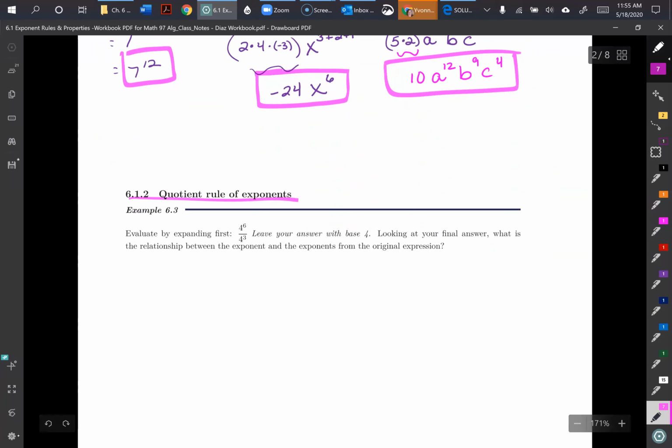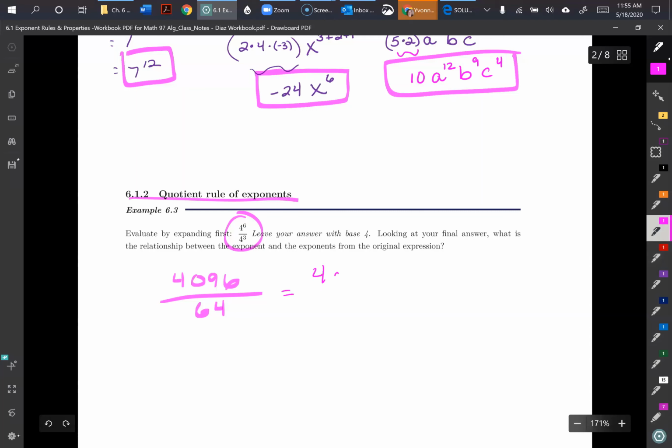And we can evaluate by expanding first. We have 4 to the 6th over 4 cubed. And you could calculate those out for each one. You could figure out what that's going to be. Like if you have 4 raised to the 6th power, you should be getting 4,096 on your calculator. And then 4 cubed. And make sure you do know how to calculate these on your calculator. You'd get 64.